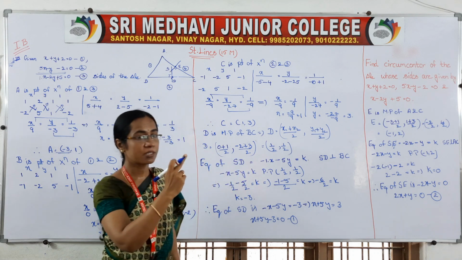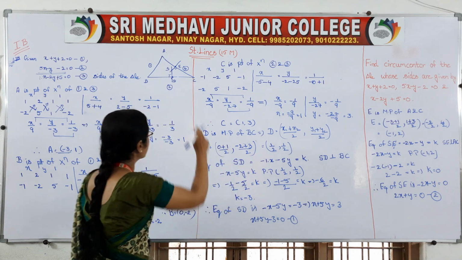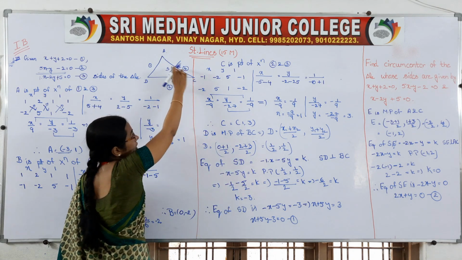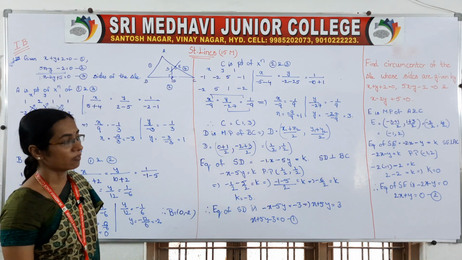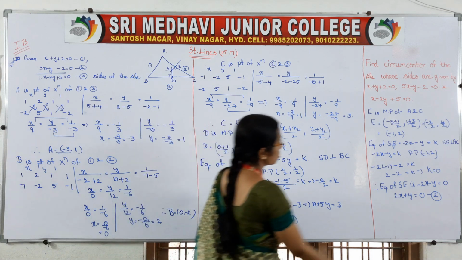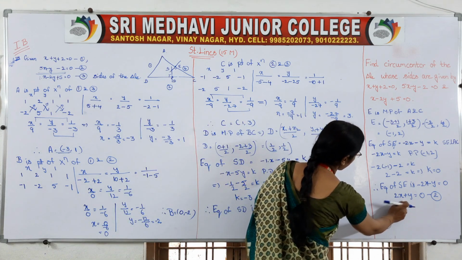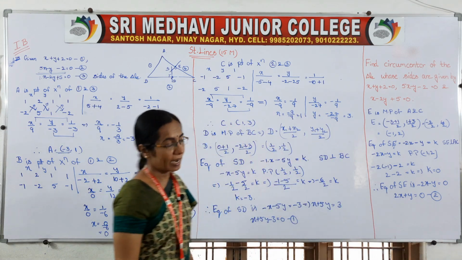Then which point does this line pass through? This line passes through the point E. So if you substitute, you get your k value is equal to 0. Substitute that k value in the equation. That is the equation of SE.